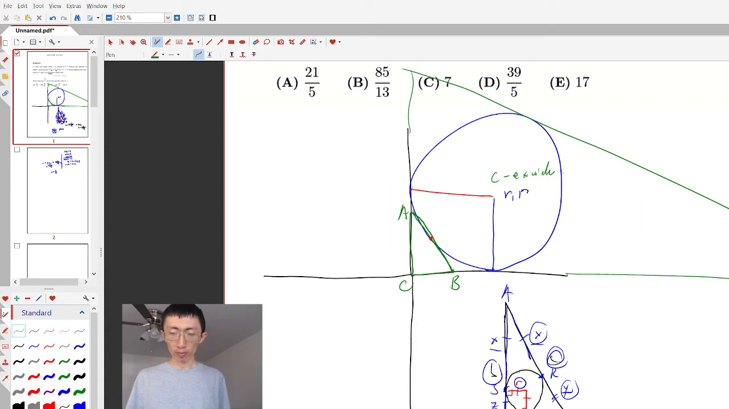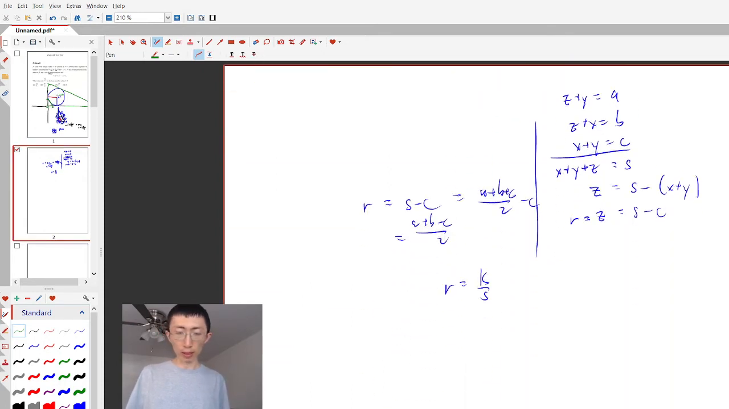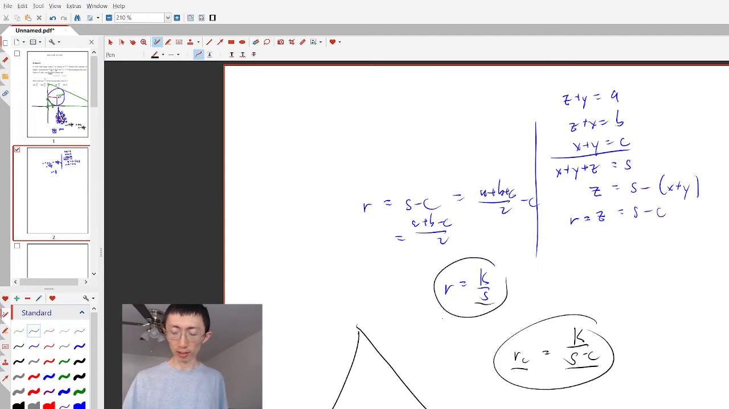So, there is a formula for the radius of an excircle, which maybe I won't derive. The C excircle has radius area over s minus c. So you just replace this s with an s minus c. That's just, and this would work in any triangle. This is any triangle.